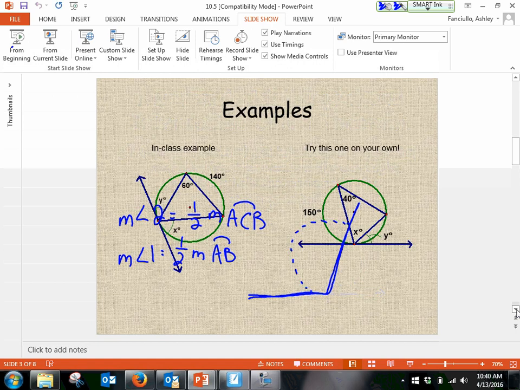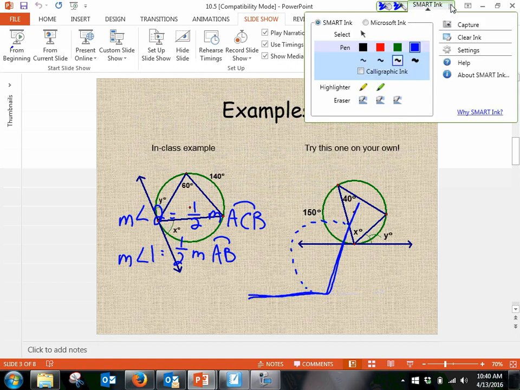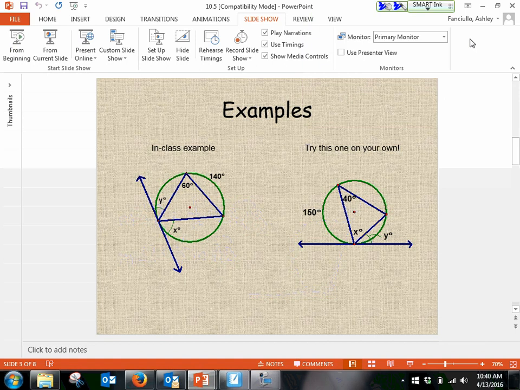Let me clear the ink here. Then we need to look at these two examples. I'll do the first example in "class" now, in quotes because you're not in class right now. Then you'll do the other one on your own. We'll check it when you get to class tomorrow.